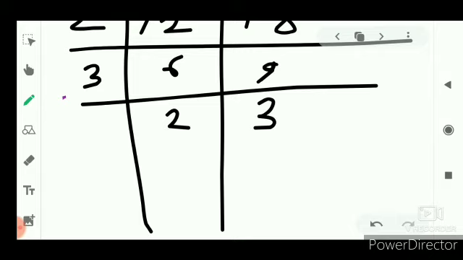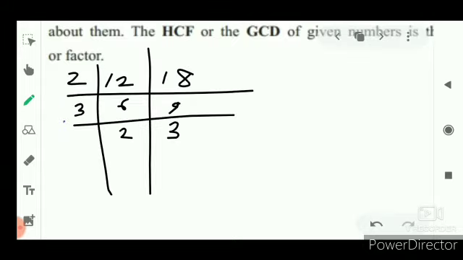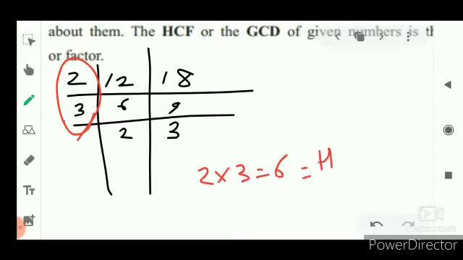Now these two numbers are not divisible by any common number. So here the HCF of 12 and 18 we get is 2 into 3 equal to 6. That is the HCF of 12 and 18. So in this way we will calculate the HCF, which is also called the GCD of 12 and 18. Now the other method of finding the HCF is the horizontal method.